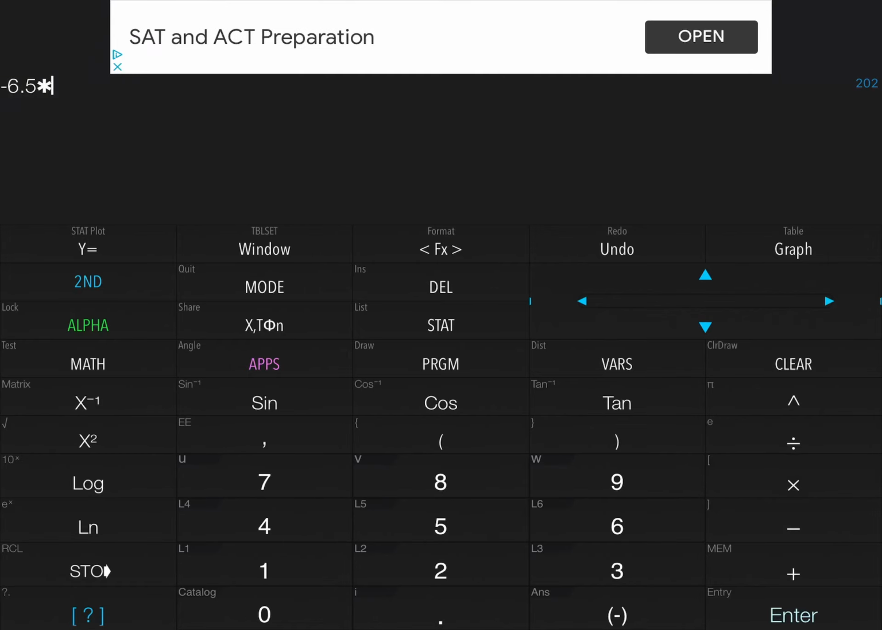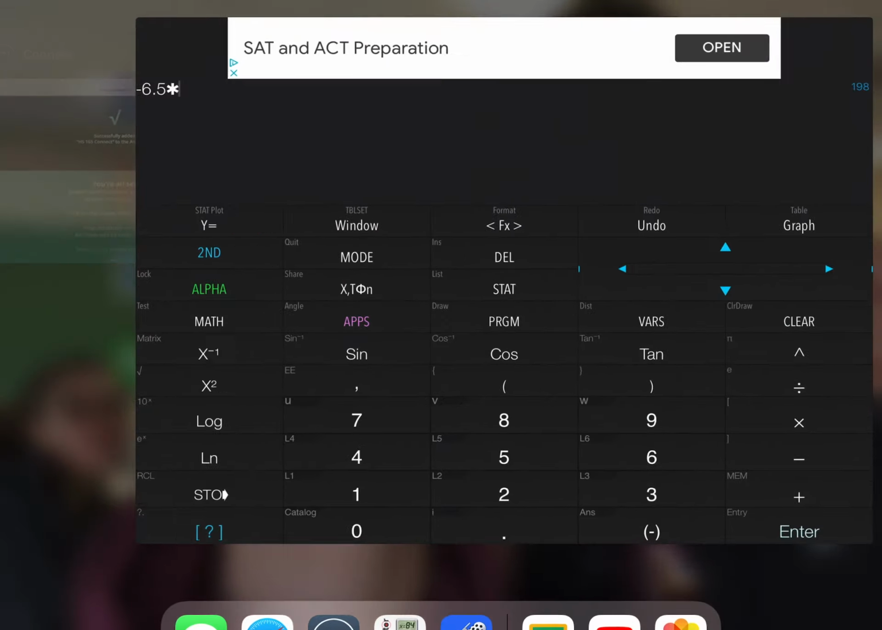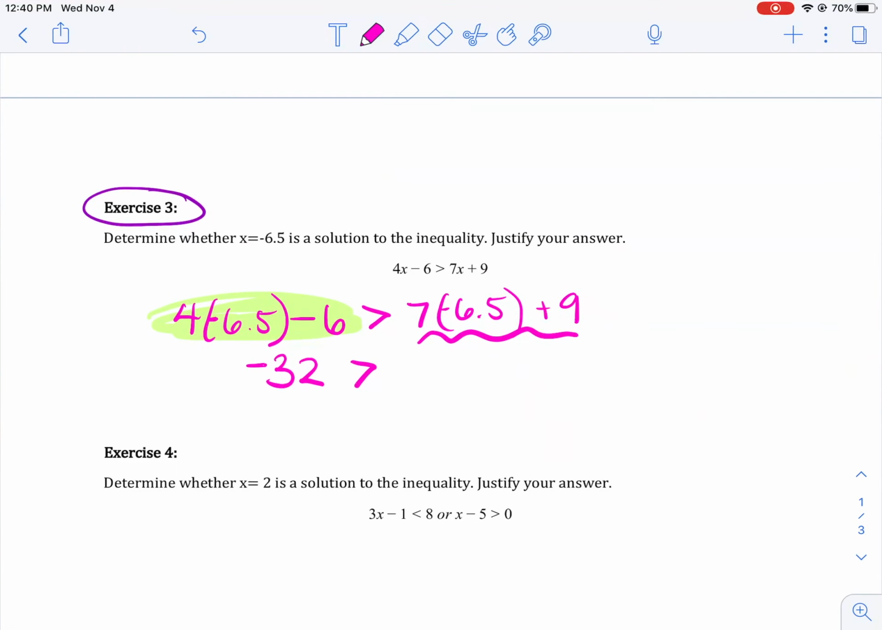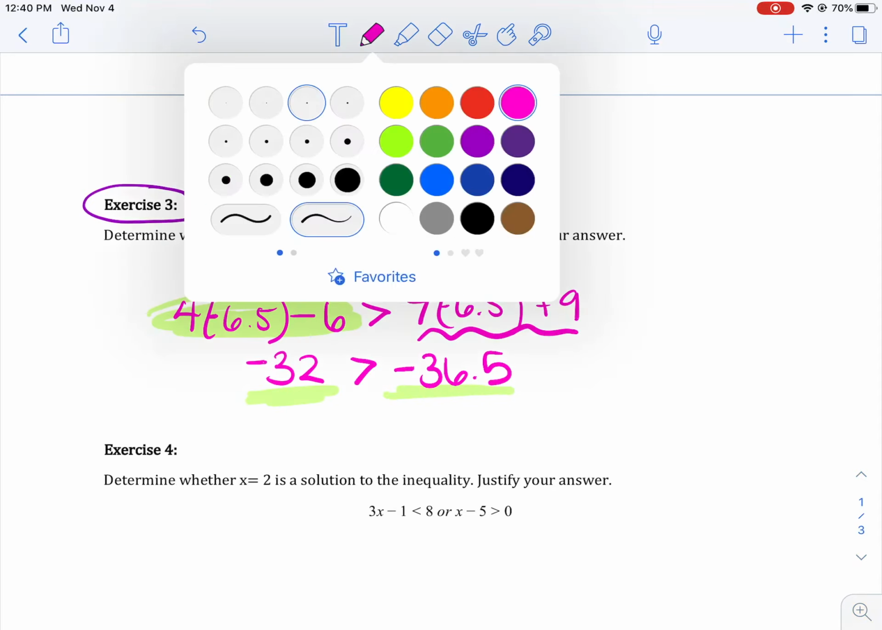-6.5 times 7 plus 9. So when we punch that in, we get -36.5. Now, this part's a little bit tricky, guys. Which is more negative? Which is farther away from 0?